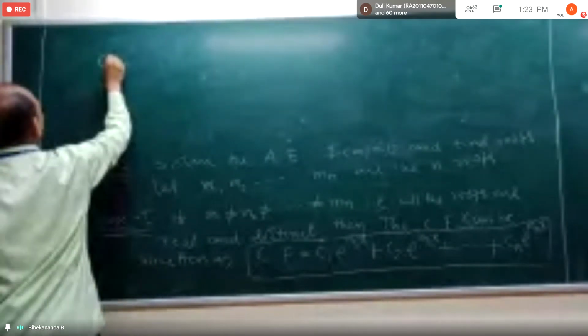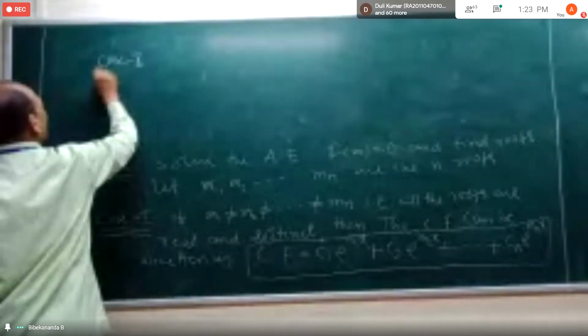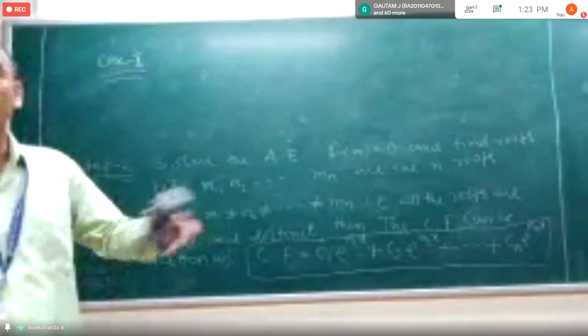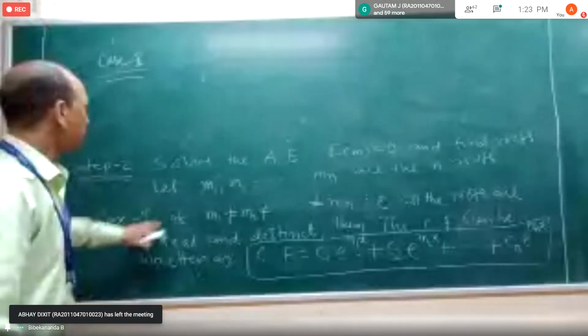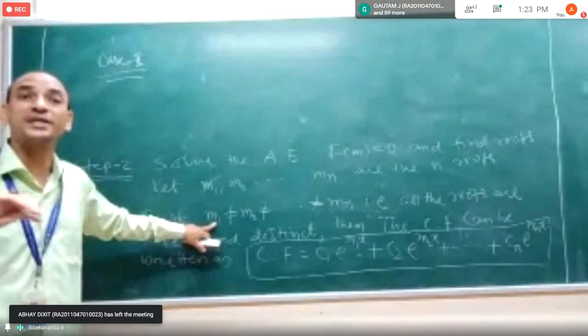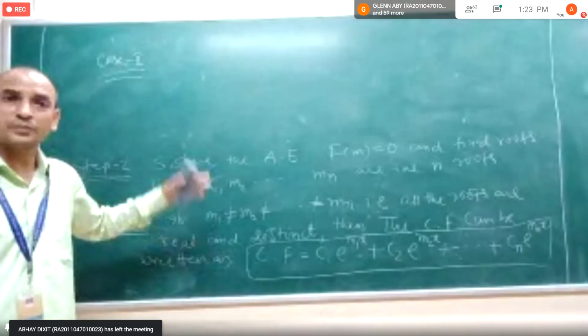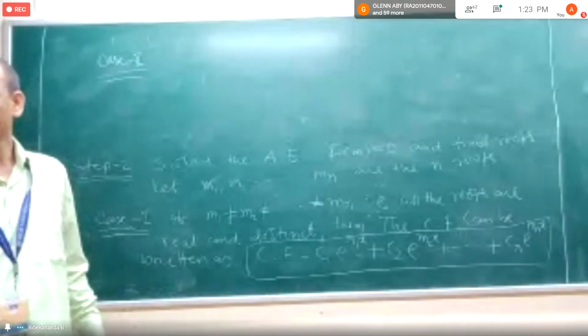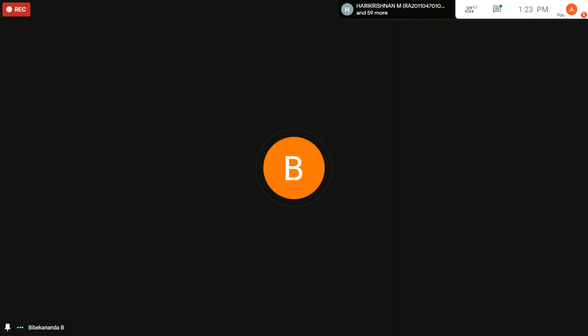Now case 2. It is not always true that the roots are non-repeated, or that roots are always distinct. Some roots may be repeating. So if M1 is equal to M2 is equal to M3, but they are not equal to M4, M5 and so on.